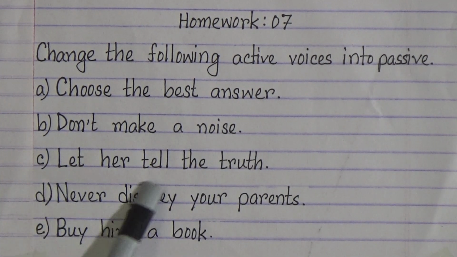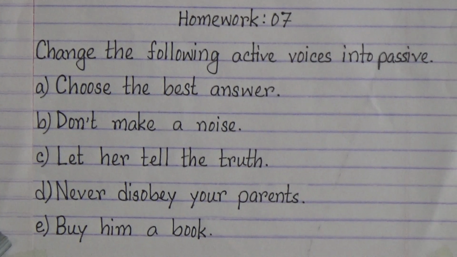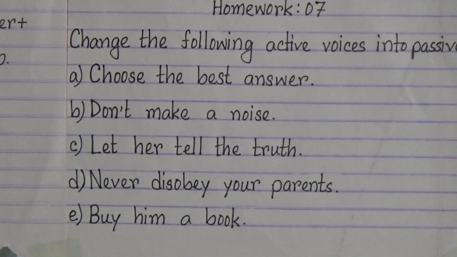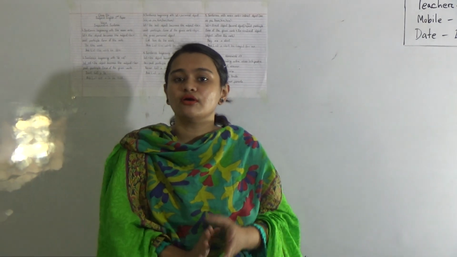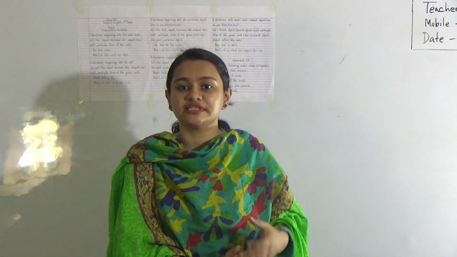Number C, let her tell the truth. Number D, never disobey your parents. Number E, buy him a book. You can take the screenshot and you will do this homework. It is your homework number 7. So at first all of you will go through the rules of the imperative sentence, and then you will change the voice.